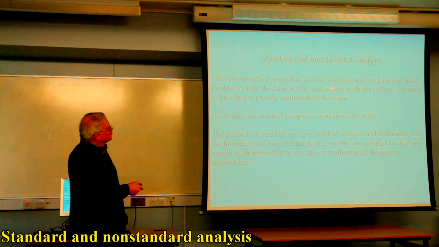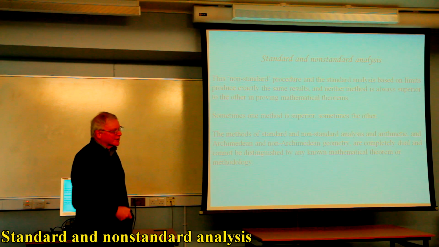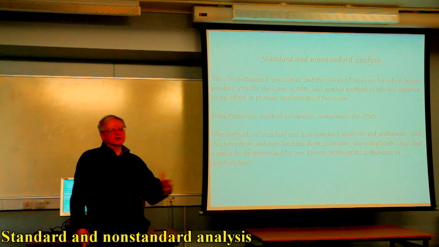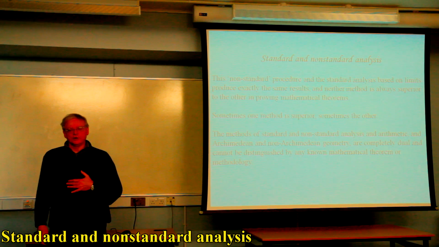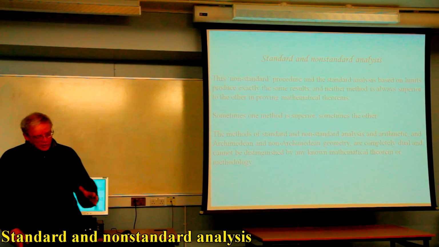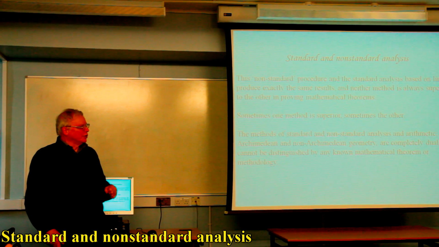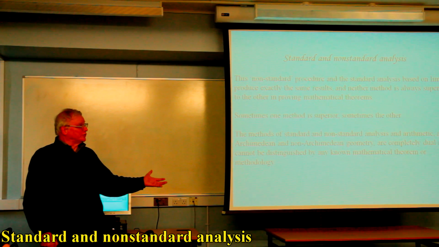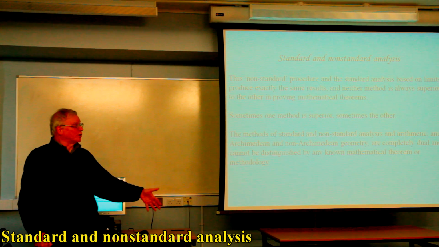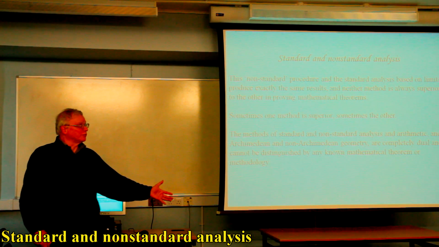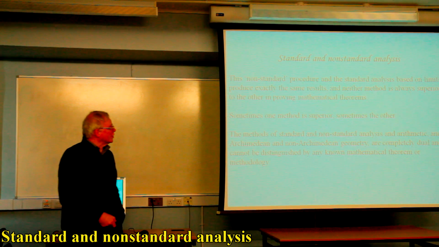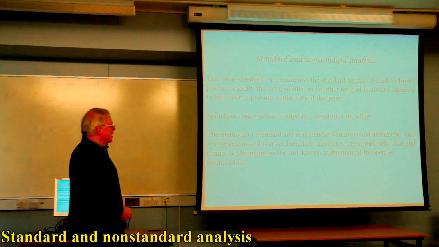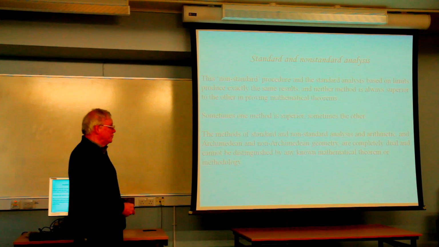This non-standard procedure and the standard procedure are exactly the same in results. Each produces the same number of theorems, the same proofs. They're not identical proofs, but they're equivalent. Also, you can't tell which is going to be the easier method to use. It could be one or the other. It's arbitrary. We don't know until we've done it. You can't tell in advance. So neither is superior to the other. They're completely dual, in fact.